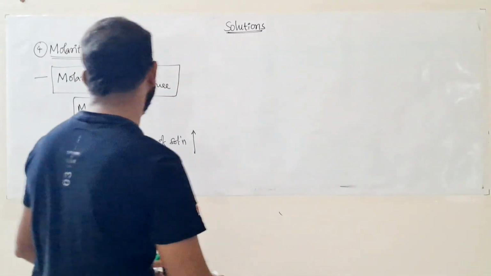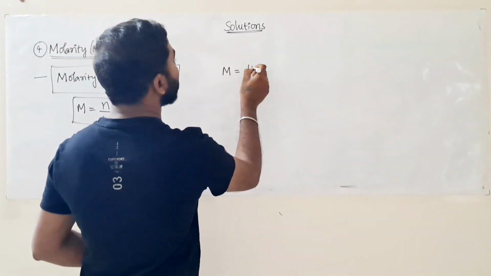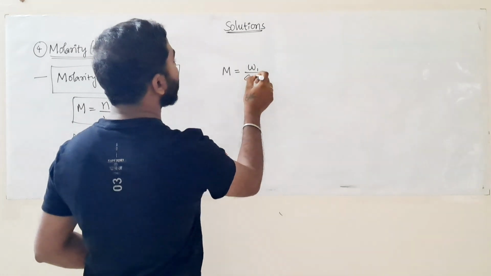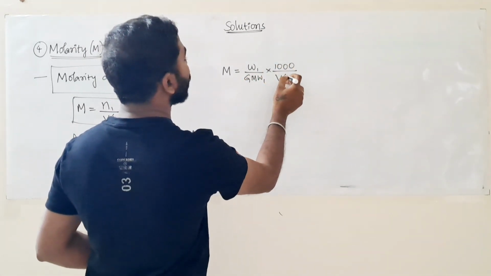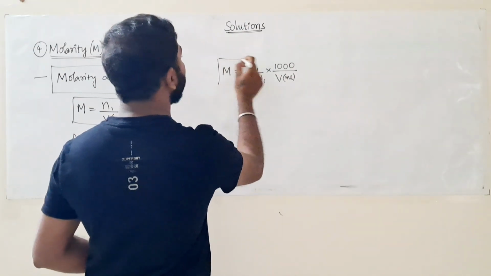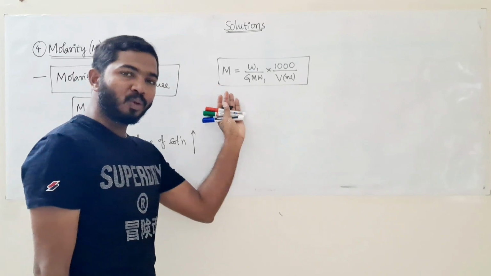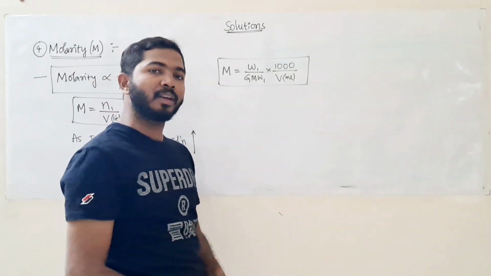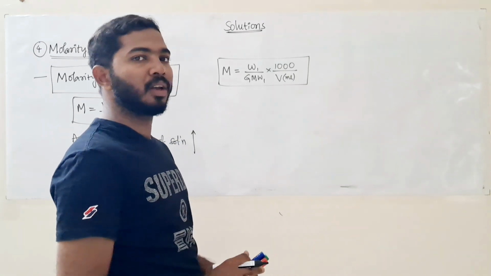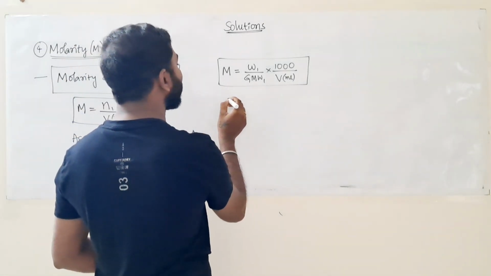And then the final equation we have got to calculate molarity is W1 by GmW1 into 1000 by volume of solution in ml. So this is a very important equation. By using this particular formula, we can calculate the maximum number of problems which are coming in different competitive exams. And now the additional information I am going to give.